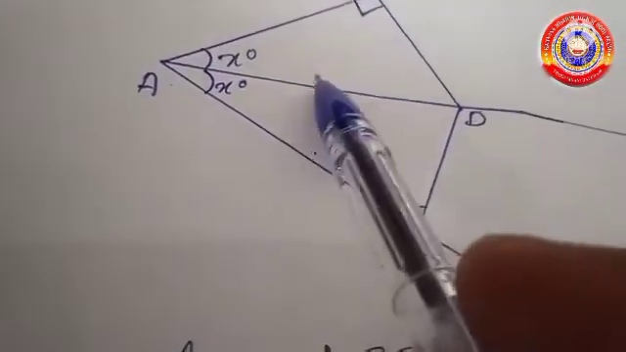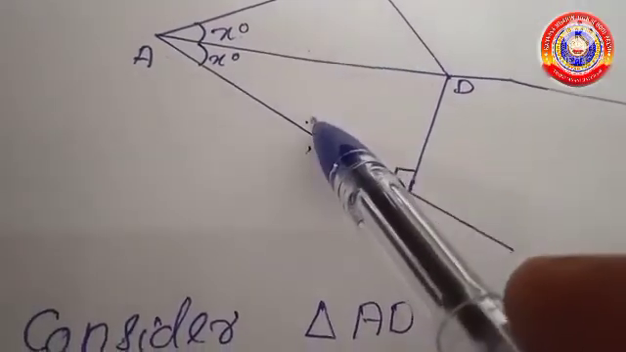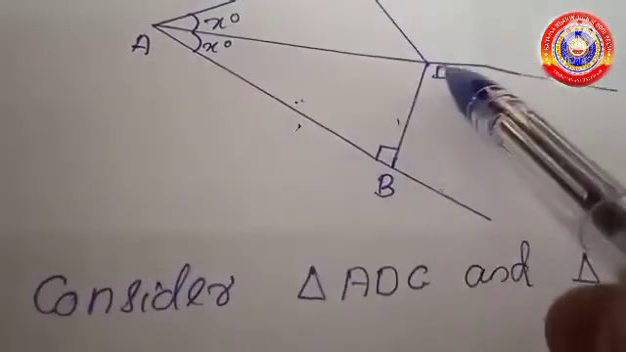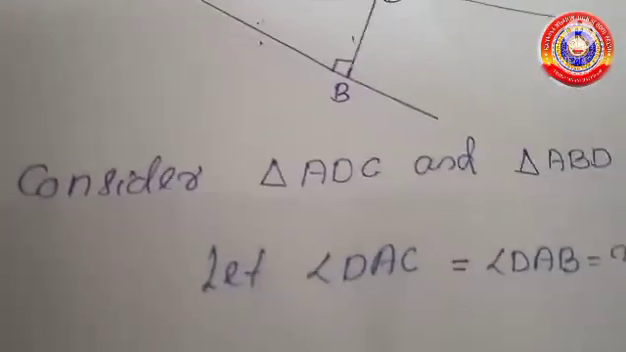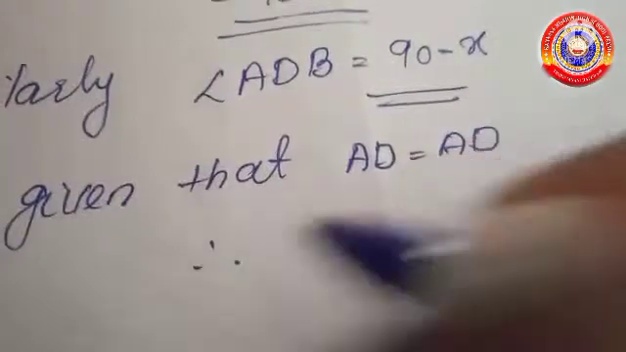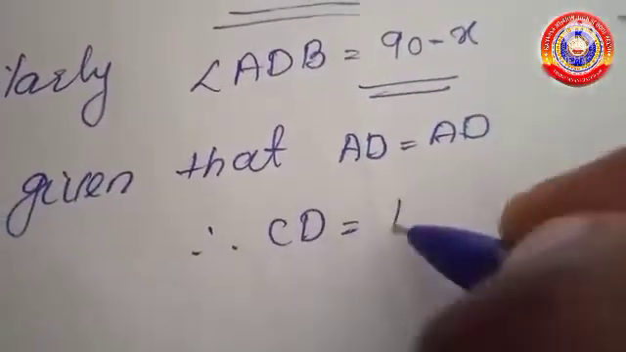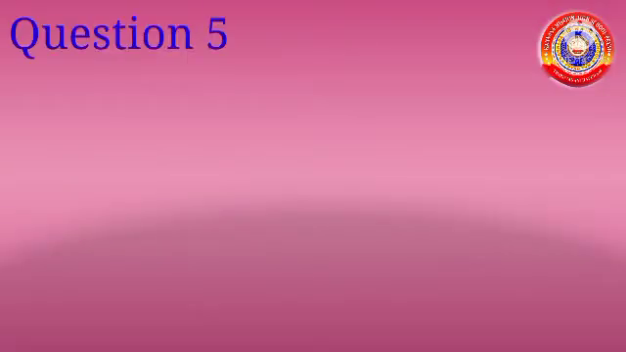Here, in both triangles, two angles and their included side are equal. So, sides opposite to equal angles are equal. Hence, we can write CD equals BD. Here, the lengths of the perpendiculars are equal.